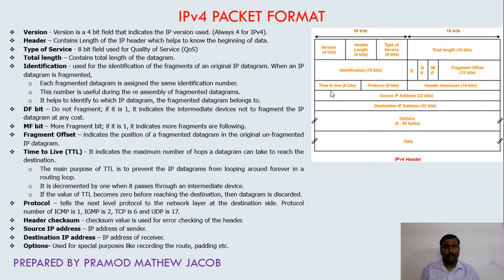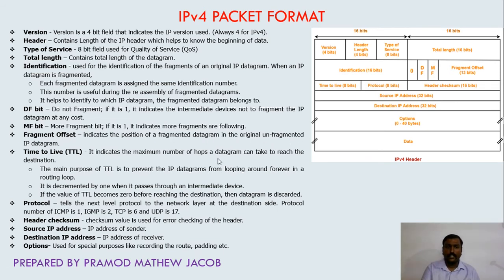Next is fragment offset, which indicates the position of a fragmented datagram in the original unfragmented IP datagram. For example, if we are dividing a packet into 5 fragments, then we will provide the numbers 1, 2, 3, 4, 5 for each fragment. So the fragment offset of this particular datagram will contain the fragment number in the original unfragmented IP datagram.